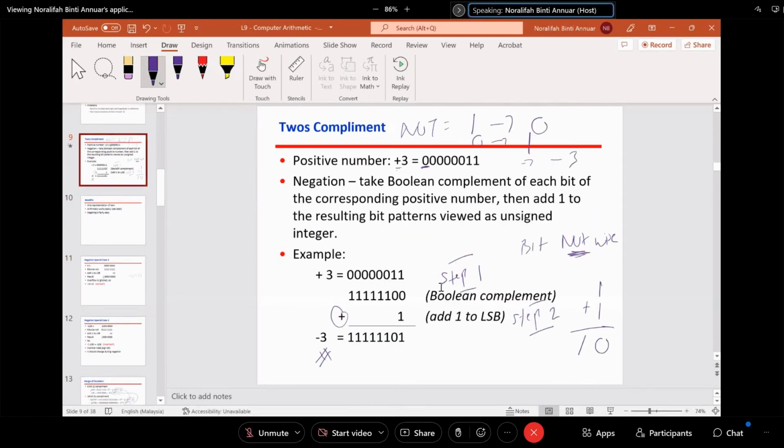This step involves an operation. If there is a sign magnitude negative, you must do this operation. We must do step 1 and step 2. First, you do the complement, then in step number 2, you add 1 bit to the least significant bit. Okay.